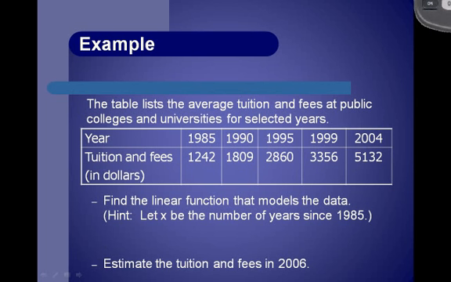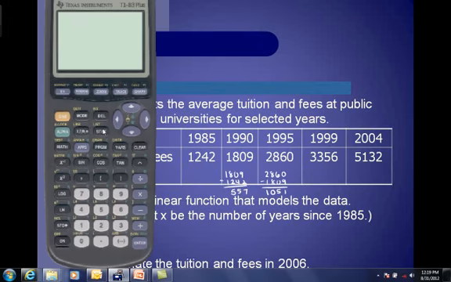The next example says, the table lists the average tuition and fees at a public college and university for the selected years. We want to find the linear function that models the data. So our first question is, is this exactly linear? As soon as we find two numbers that show it's not exactly linear, we're going to go into our calculator and find our function modeling this data. So we're going to go into Stat, go to Edit, and clear those lists. We go up to L1, hit Clear, Enter, then go over to L2 up at the top, press Clear, hit Enter. Now we're ready to enter our data.